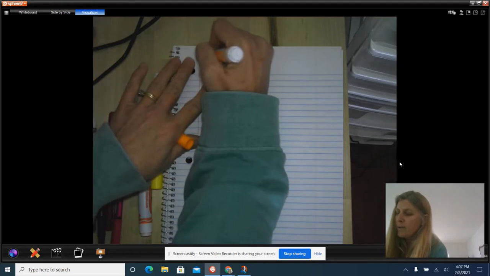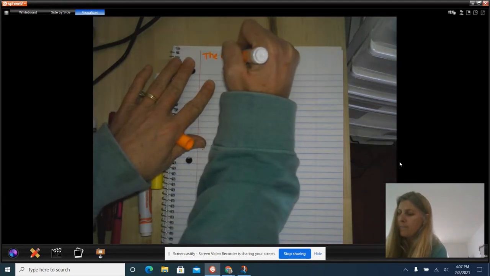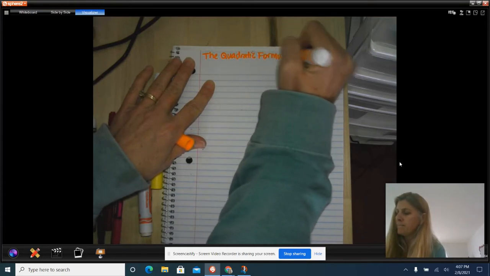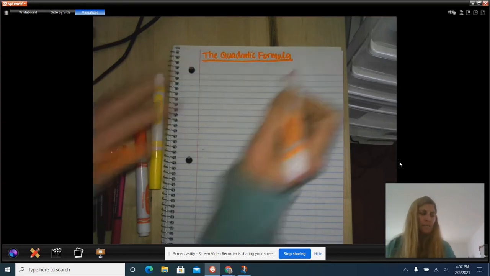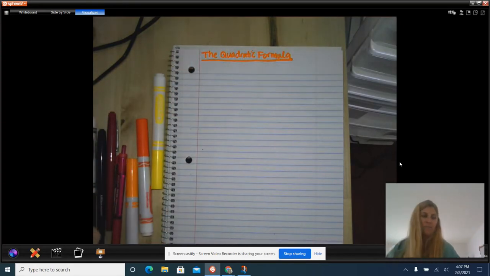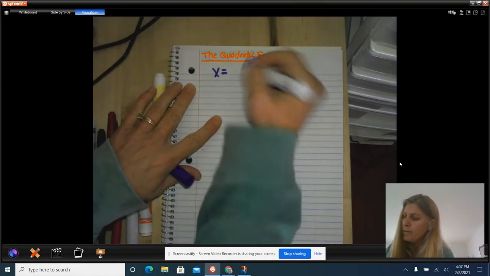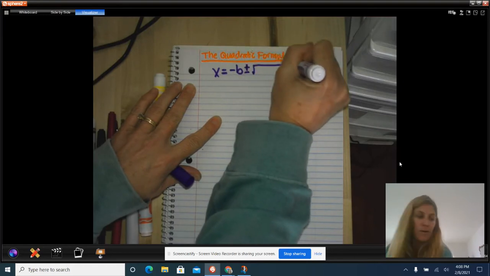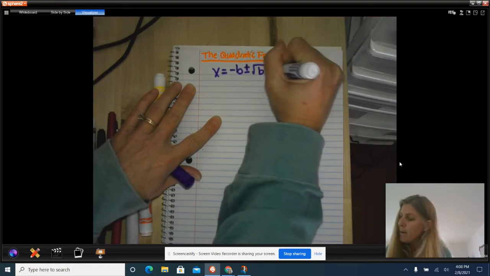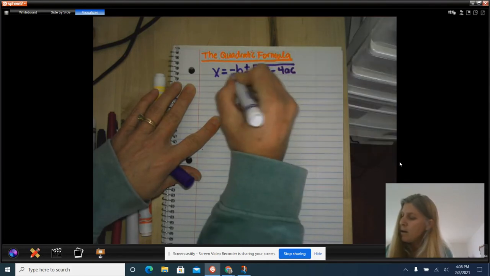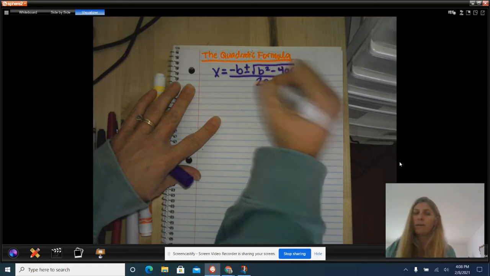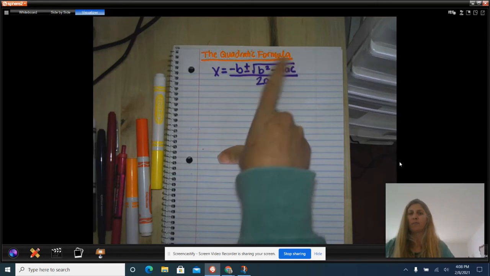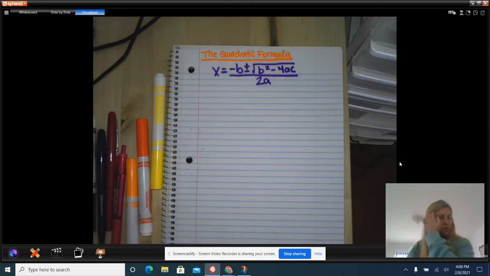So we're going to start with the quadratic formula. And here is the quadratic formula. X is equal to, and in the numerator, negative b plus or minus the square root of b squared minus 4ac all over 2a. Okay, so x equals negative b plus or minus the square root of b squared minus 4ac all over 2a.